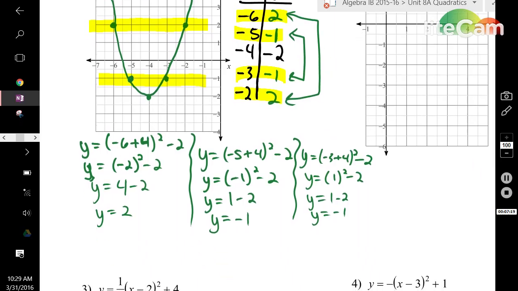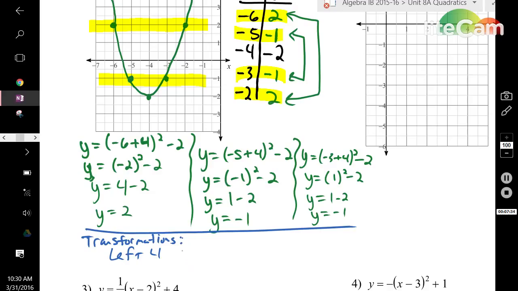So if I want to do the transformations for this graph, transformations are going to be how did it move left or right? Did it get reflected? Did it get stretched? It moved left 4 and down 2. And actually you get that from the vertex, negative 4, negative 2. It has not been reflected and it has not been stretched because the a value is positive 1.